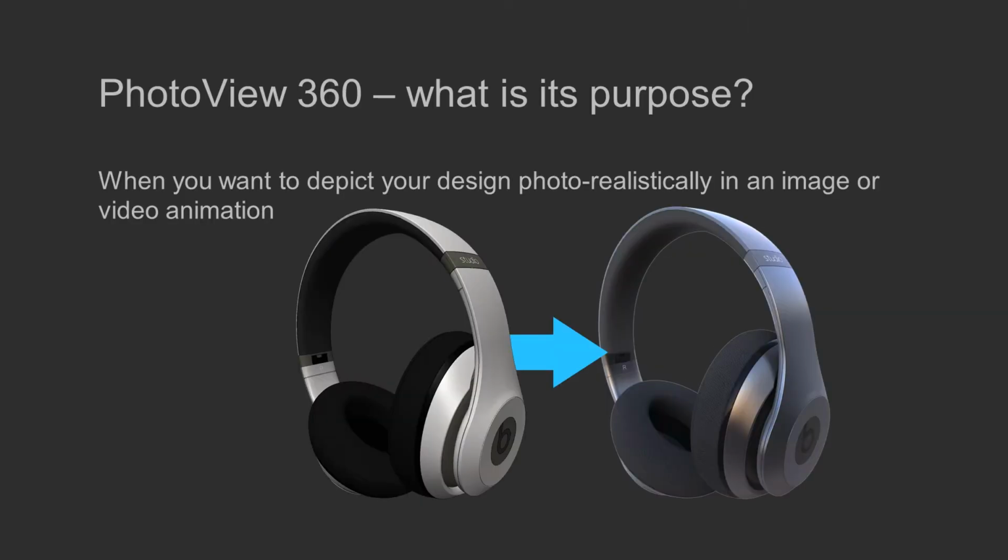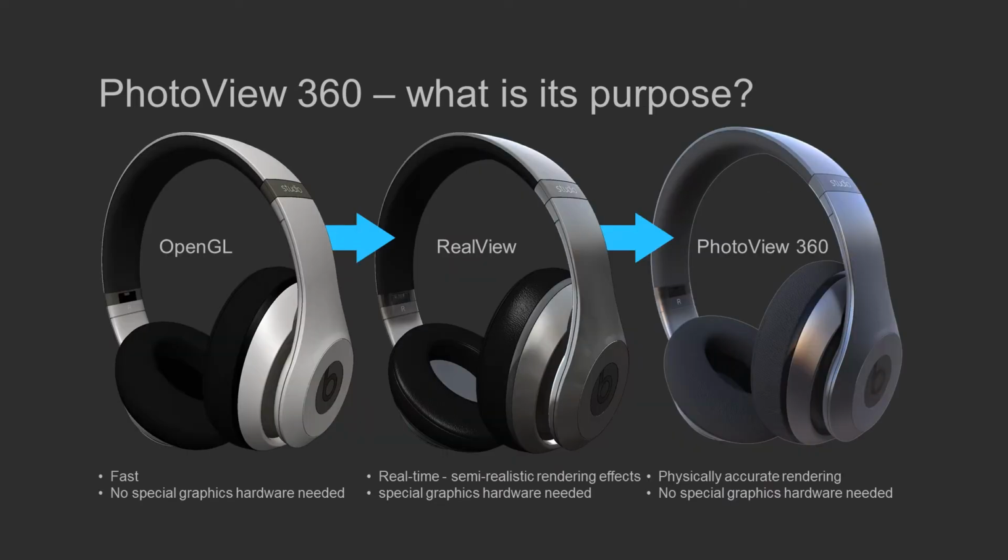So PhotoView 360, what is its purpose? Well, simply it's when you want to depict your digital design photorealistically, in an image or in animation. With SolidWorks, you have had some level of realism built into the product since 1995. You have OpenGL, which is a simple lighting scheme to shade the model and give you a spatial reference for the 3D object that you're working on.